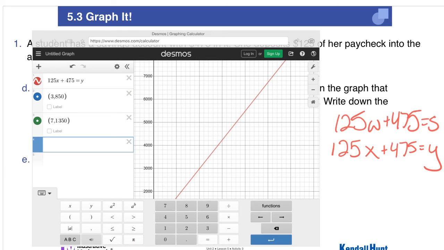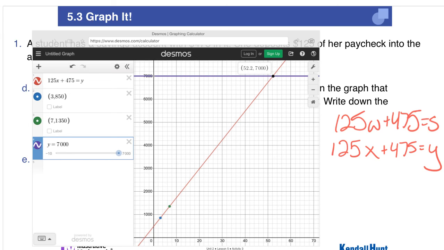The other way is that if I know I want my y value to be 7,000, I can just type in y equals 7,000. It's going to put another line on there, but where they cross, I can click on that point and it tells me 52.2 weeks it's going to take.